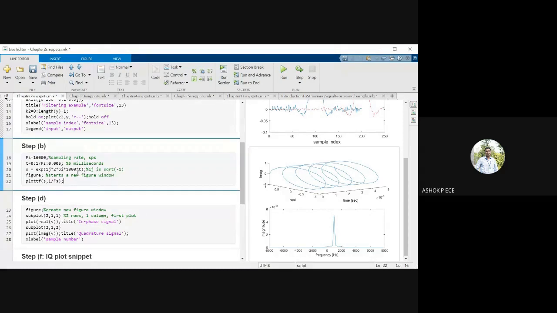What happens if I add one more signal? Without disturbing, I'll just copy paste this and add one more signal so that we'll see how it works. I'll add 2000. So now I have two frequencies, 1000 and 2000. We'll see whether we get two peaks at 1000 and 2000.